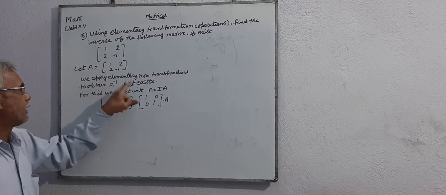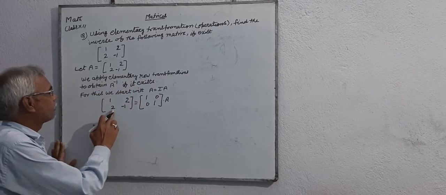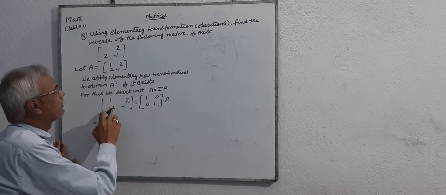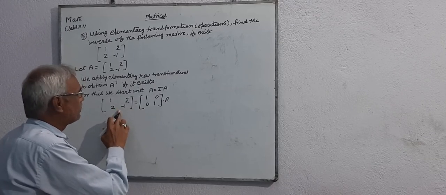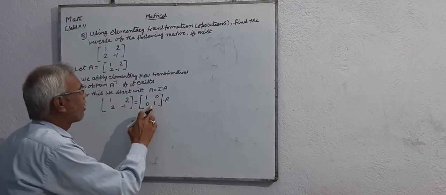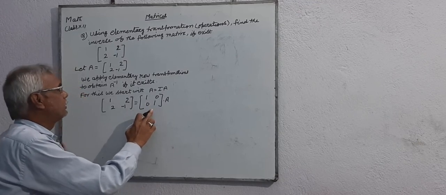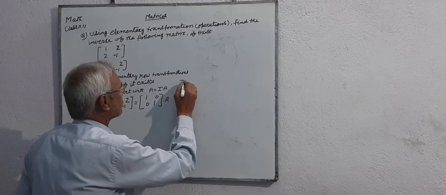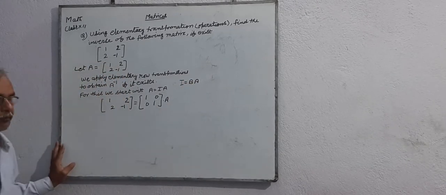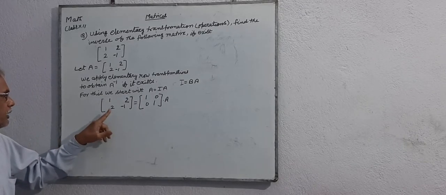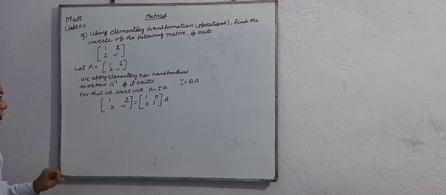Apply elementary row transformation on matrix A in the LHS to convert it to the unit matrix. Then the pre-factor I on the RHS converts into another matrix B, and it becomes I equals BA. B is called the inverse of A. First of all, we convert the LHS matrix A into the unit matrix.